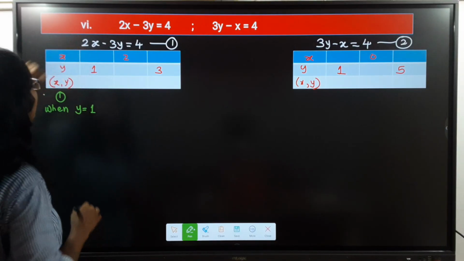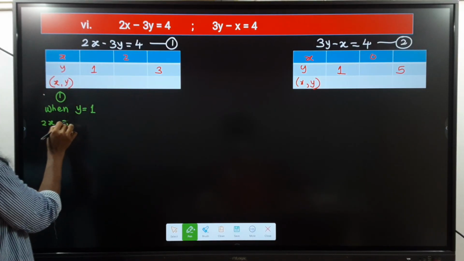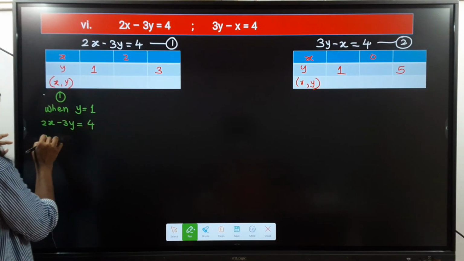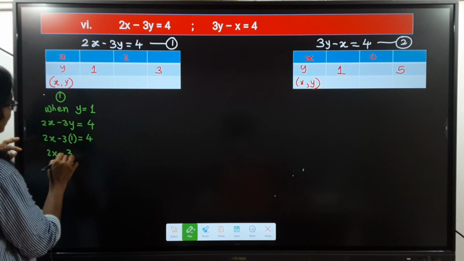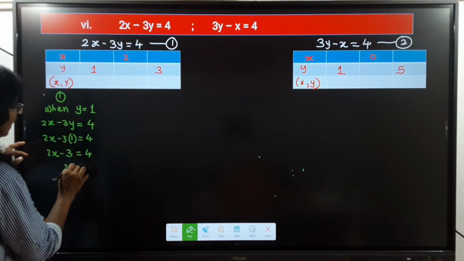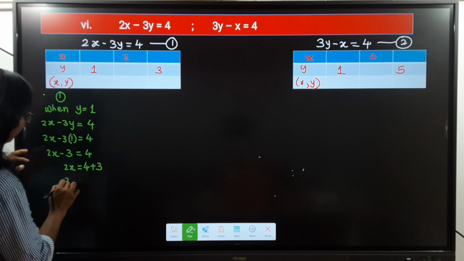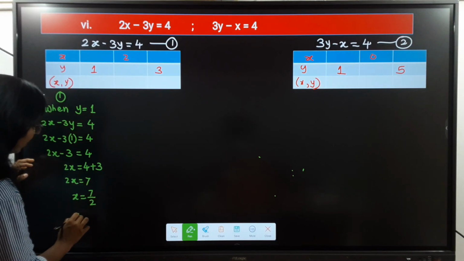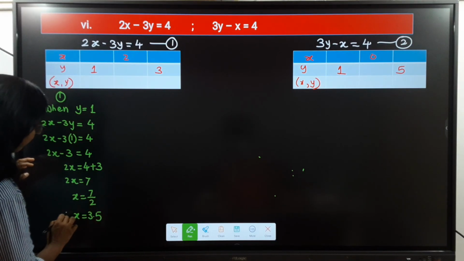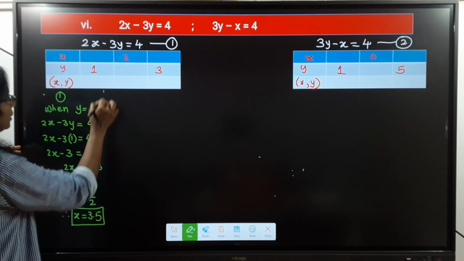So y is equal to 1, the equation is 2x minus 3y is equal to 4. So 2x minus 3 multiplied by 1 is equal to 4. So 2x minus 3 is equal to 4. So 2x is equal to 4 plus 3. Therefore 2x is equal to 7. Therefore x is equal to 7 upon 2. And therefore x is equal to 3.5.